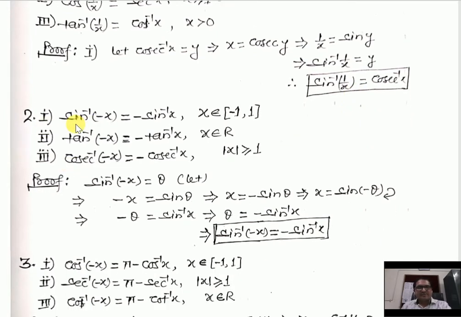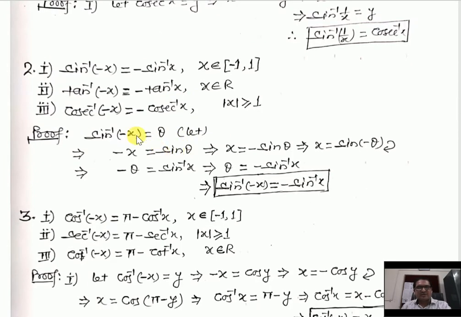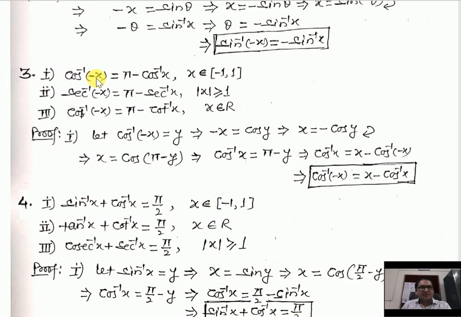Similarly, result number 2: sin inverse minus x is equal to minus sin inverse x, and tan inverse minus x is equal to minus tan inverse x. One result I have proved over here, look at here. Sin inverse minus x is equal to, let this value be theta, so minus x is equal to sin theta, and then theta will be equal to minus sin inverse x. So sin inverse minus x is equal to minus sin inverse x.